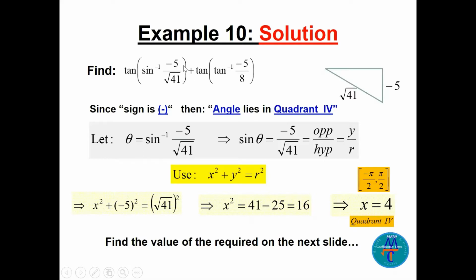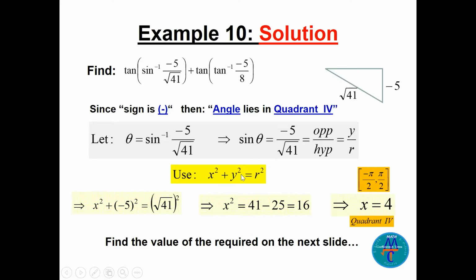So let theta be this value inside the bracket here. So theta equals sine inverse of minus 5 over square root of 41. Take sine of both sides. We get sine of theta equals minus 5 over square root of 41. We have done this many times the same way. So this will be y over r, so we can find x. So y will be the minus 5 and r will be square root of 41.